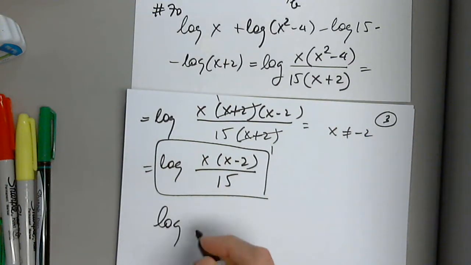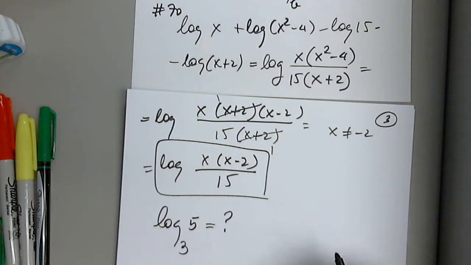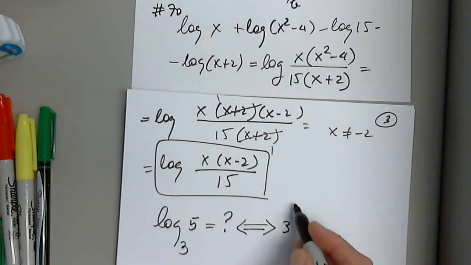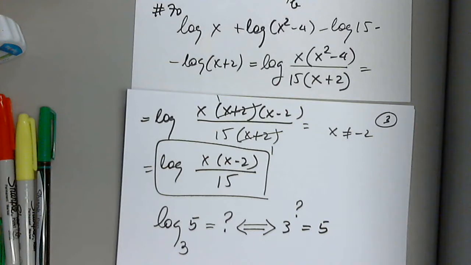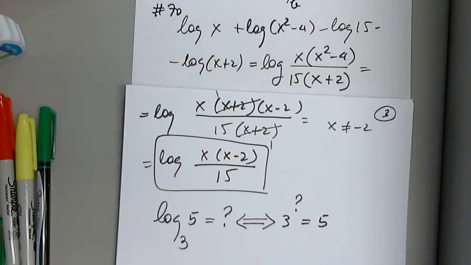Now, let's take a look at log base 3 of 5. I want to determine this. I have no idea what it is, but I know I can change it into an exponential equation, which is 3 raised to something exactly equals 5. Is there any way I can predict this without a calculator? No. I can say that it cannot be more than 2, because 3 squared will be 9. I can say it has to be more than 1, because 3 to the first power is 1. So it has to be a number between 1 and 2, but I will not be able to tell you what it is.